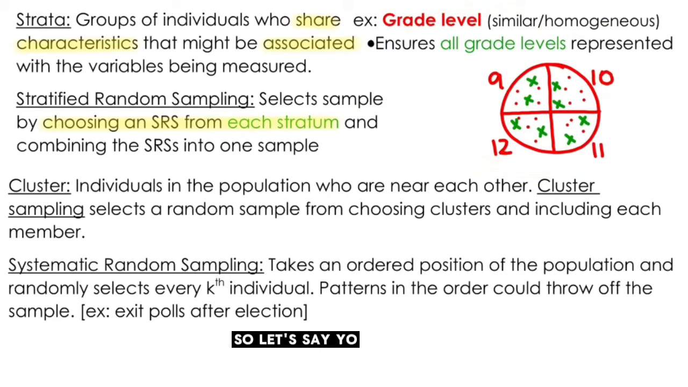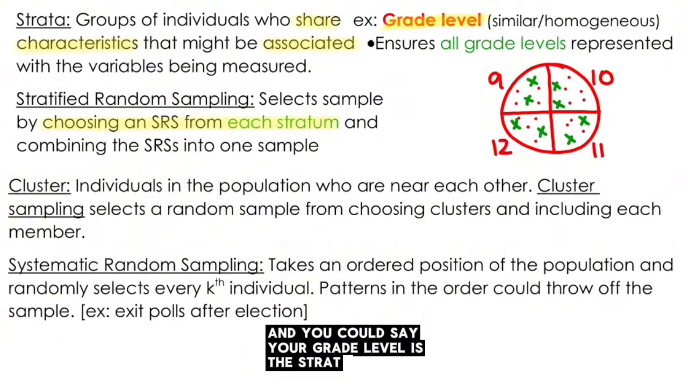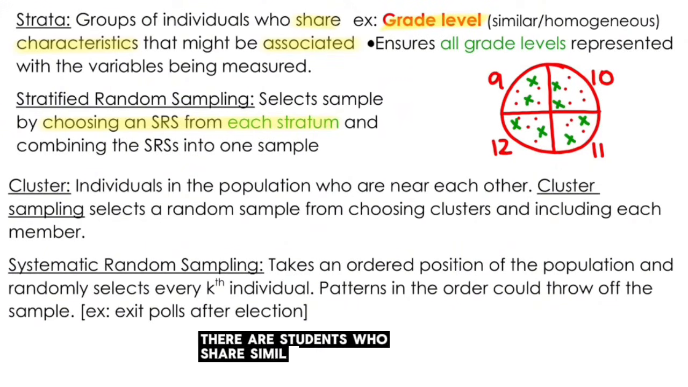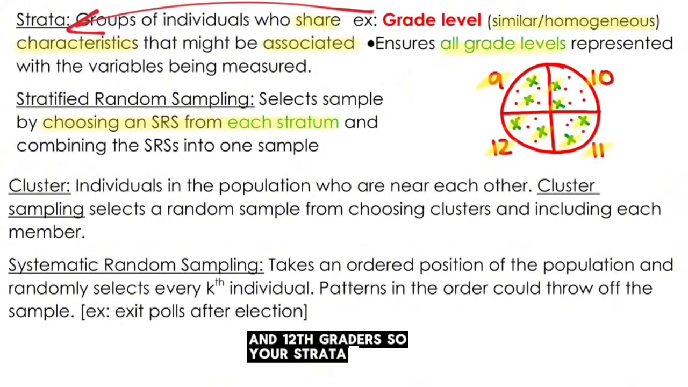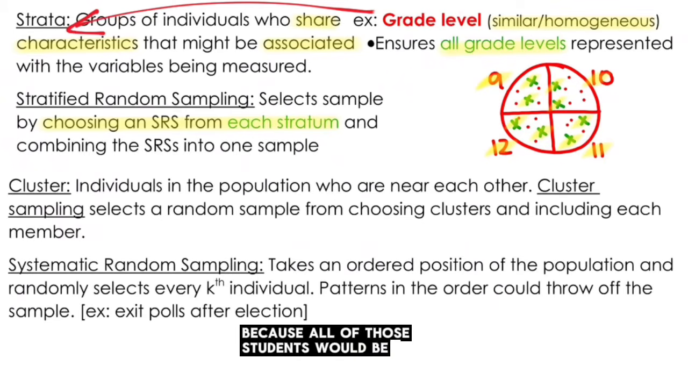Now, what you're noticing off to the side is an example of that. So let's say you are investigating something that has to do with your school, and you could say your grade level is the strata. There are students who share similar characteristics as 9th, 10th, 11th, and 12th graders. So your strata, in this case, could be the grade level that you're looking at, because all of those students would be similar in 9th, 10th, 11th, and 12th grade regarding age.